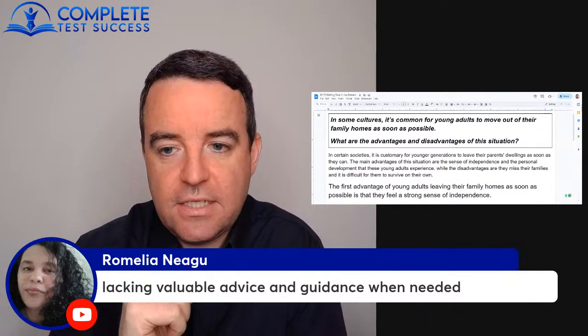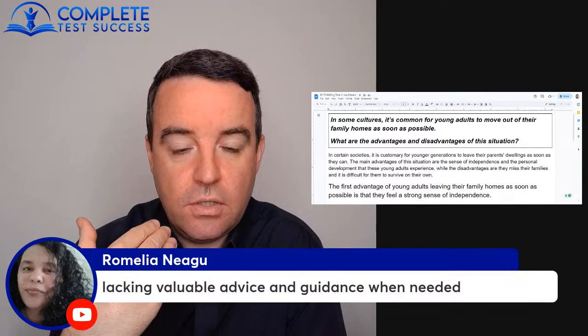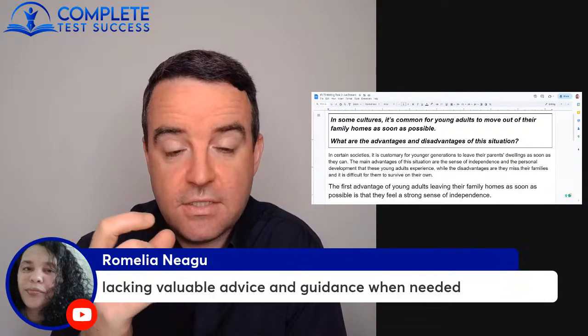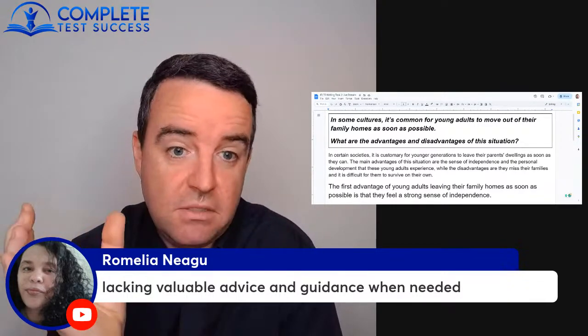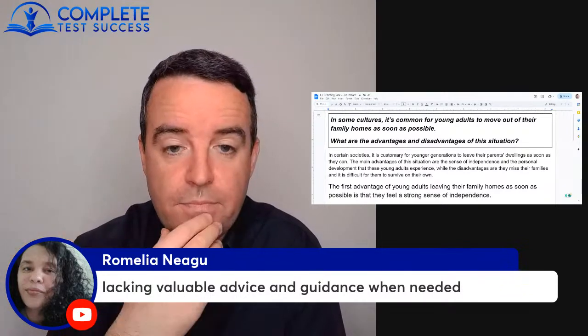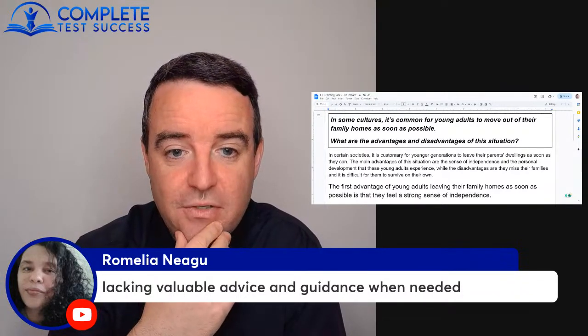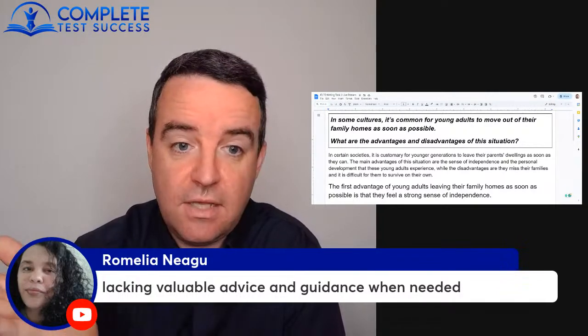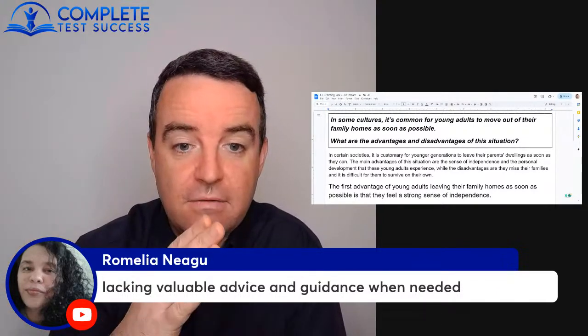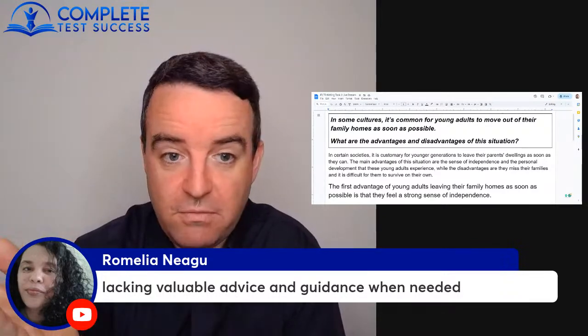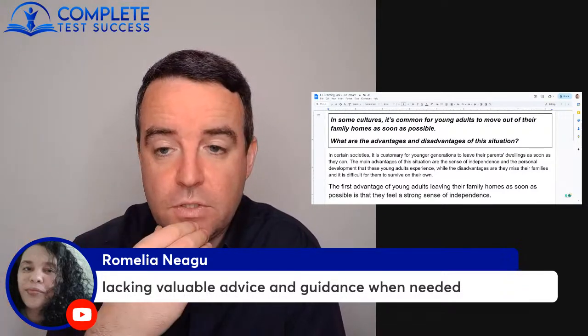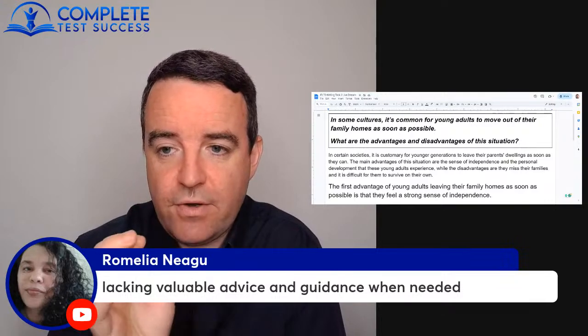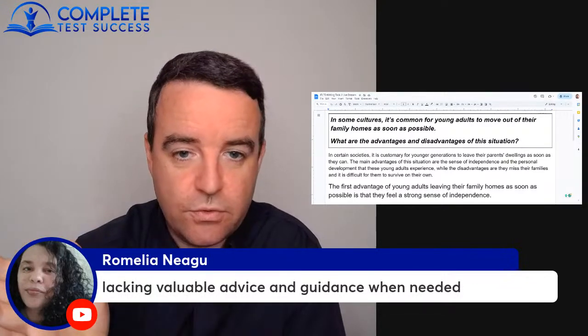Now, in this case, you are kind of repeating yourself. They need advice and guidance. It's fine. It's the same thing. But do you really need to repeat yourself? Well, not really. So if you just said lacking valuable advice when needed, that would be fine. If you said lacking valuable guidance when needed, that would be fine. It's the same thing. It's a little bit of repetition, but it wouldn't be bad for your score.